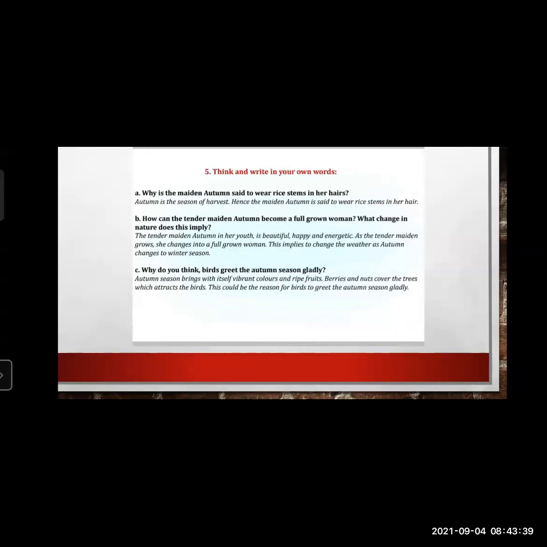So this is a most important question. The tender maiden autumn in her youth is beautiful, happy, and energetic. As the tender maiden grows, she changes into a full grown woman. This implies the change in weather as autumn changes into winter season. Then why do you think birds greet the autumn season gladly? Autumn season brings with itself vibrant colors and ripe fruits. Berries and nuts cover the trees, which attracts the birds, and that could be the reason for the birds to greet the autumn season gladly.